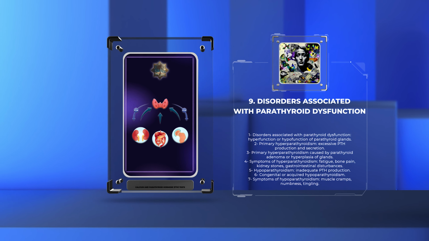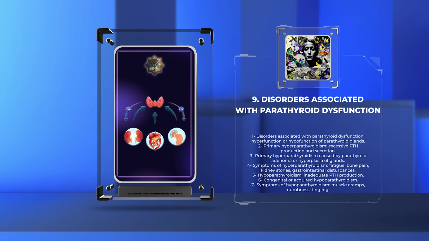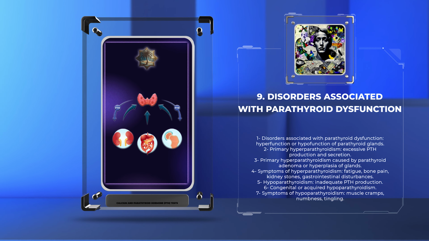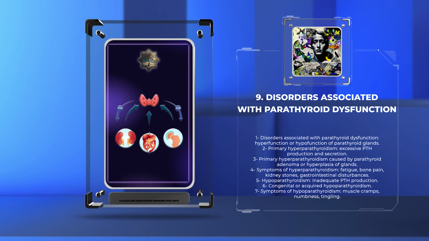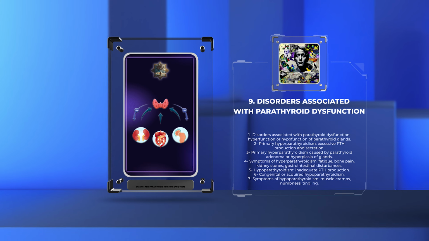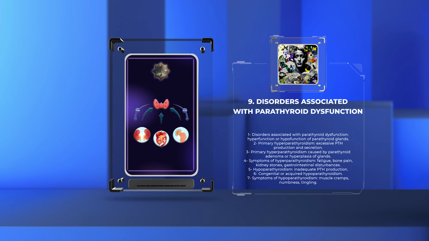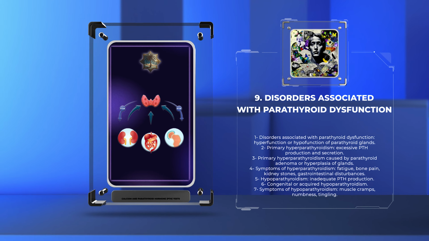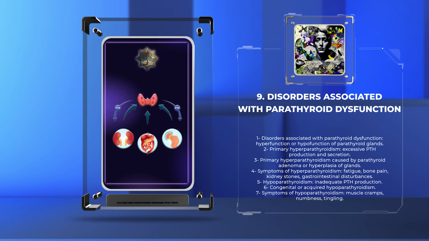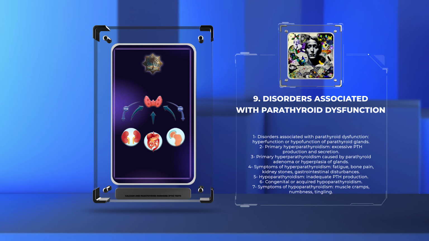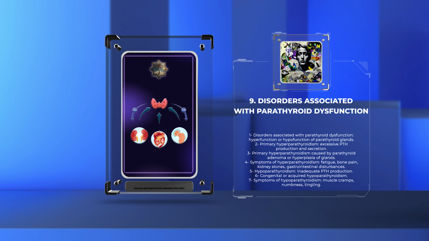On the other end of the spectrum is hypoparathyroidism, characterized by inadequate PTH production. Hypoparathyroidism can be congenital or acquired, with the latter often resulting from surgical removal of the parathyroid glands during thyroidectomy. Inadequate PTH levels lead to low calcium levels, causing symptoms such as muscle cramps, numbness, and tingling. These disorders emphasize the delicate balance maintained by the parathyroid glands and the consequences of its dysregulation.